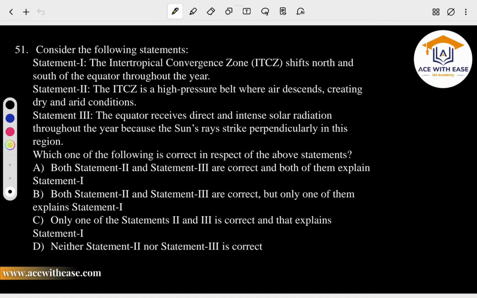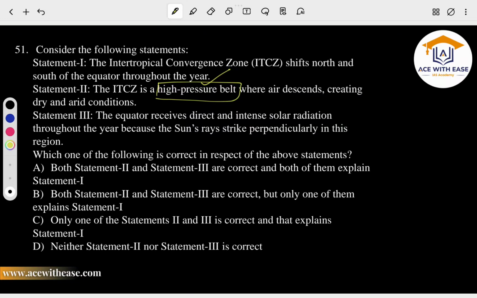Statement 1: the ITCZ zone shifts north and south of the equator throughout the year. Yes, throughout the year, according to the apparent movement of the sun, the shifting of the ITCZ zone is observed. Statement 2: the ITCZ zone is a high pressure belt. Again, this statement is wrong.